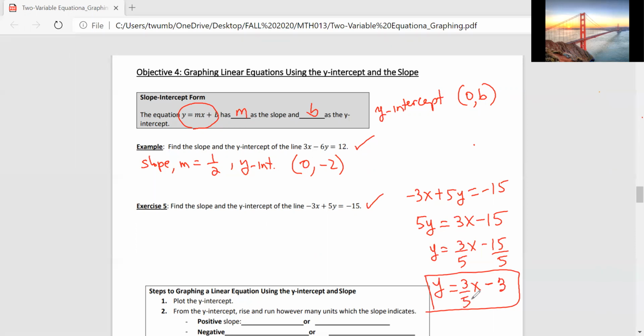That tells me that the value in front of x is going to be my slope, and this -3 forms the y-intercept. So the slope m is going to be 3/5. The y-intercept, remember, is an ordered pair, is a point. In all cases, the y-intercept has to start with a 0, and then whatever this value is should be all set.